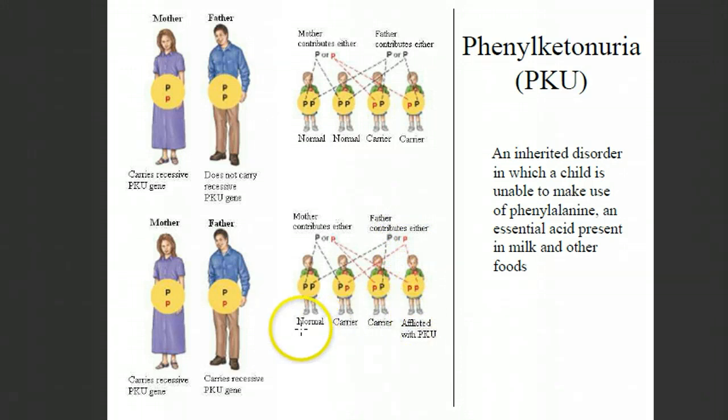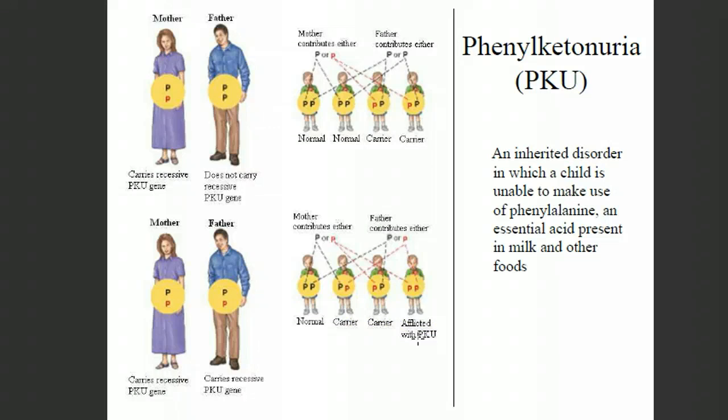So notice that we apply these labels, normal, carrier, or afflicted, with PKU, which is a recessive gene, and you have to be double recessive, homozygous, to be afflicted with it. 25% of this couple's kids, on average, will be afflicted with PKU.